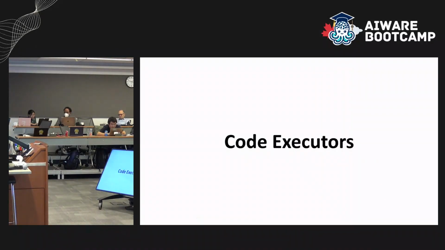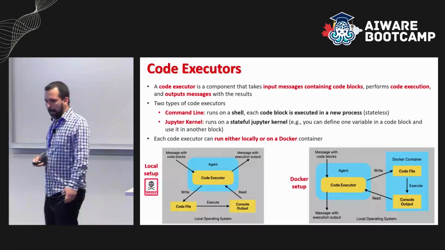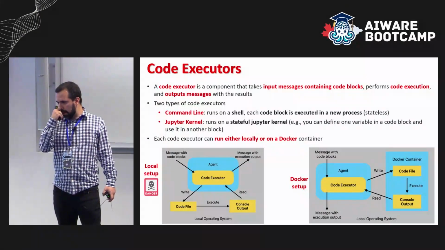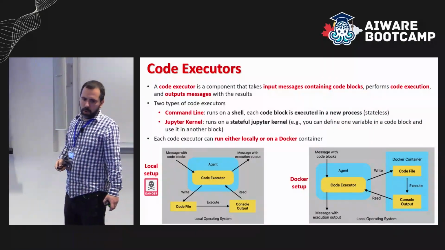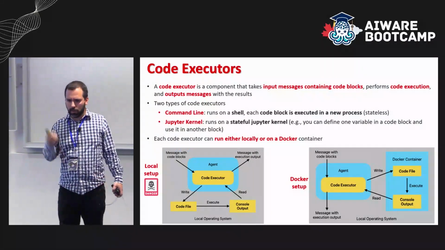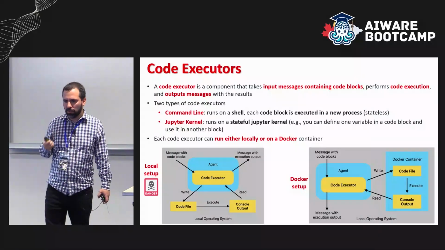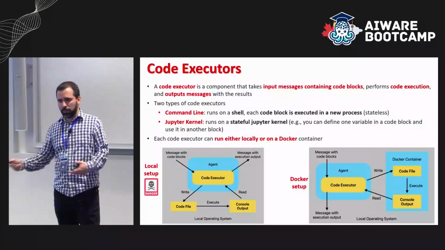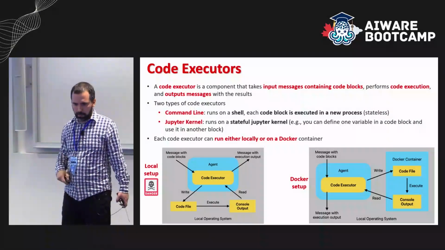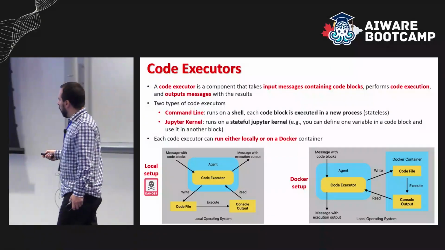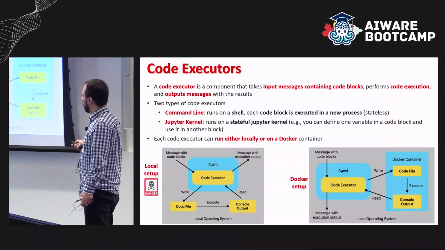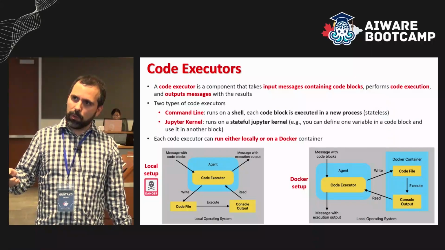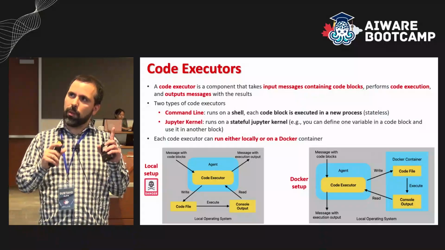Okay, so the other important thing is code execution, right? So in Autogen, there are different ways to do it. A code executor is a component that takes an input message containing code blocks. It performs the code execution and outputs messages with the results, right? There are two different types of code executors: command line executors and Jupyter kernel. Command line runs on a shell, and each code block is executed in a new process.